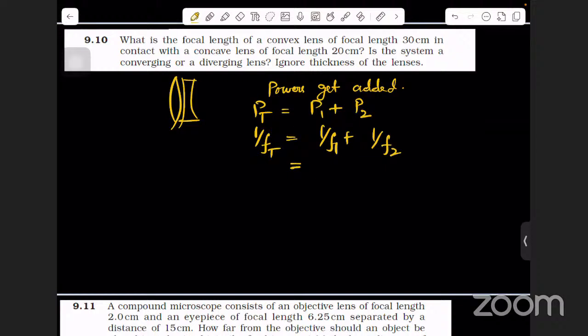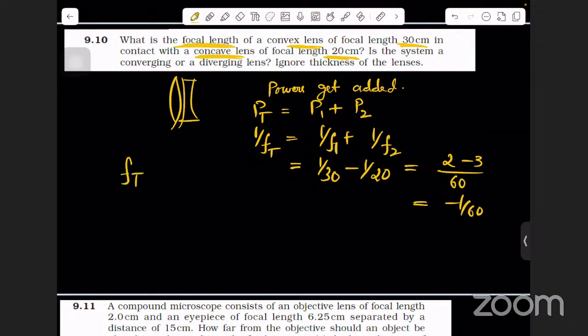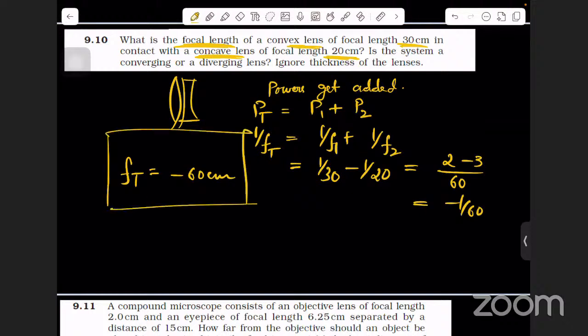In this case, 30 centimeters convex lens, so it will be positive 1 upon 30, and concave lens of 20 centimeters, so minus 1 upon 20. Concave is minus, right? So this should be 60. This is 2 minus 3. So minus 1 upon 60. All right. So we have been asked what is the focal length, right? So the total focal length will come out to be minus 60 centimeters.